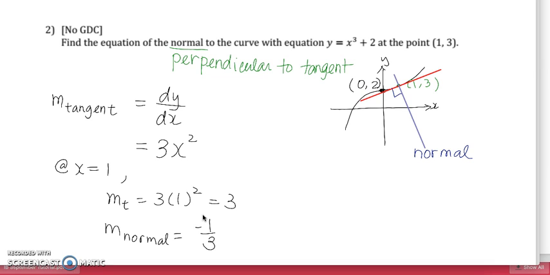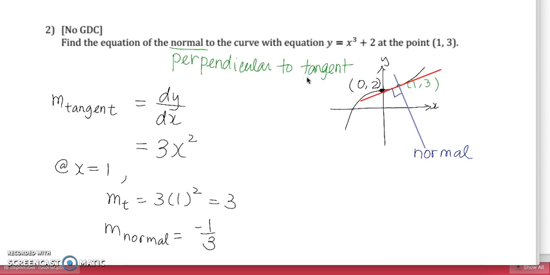Question 2. Find the equation of the normal to the curve with equation y equals x cubed plus 2 at the point 1, 3. So the term normal prompts us to think about the tangent of an equation, and to find the equation of a normal, we need the slope of the normal, which comes from the slope of a tangent. So that means we need to think about derivatives. Normal is the line that is perpendicular to the tangent.